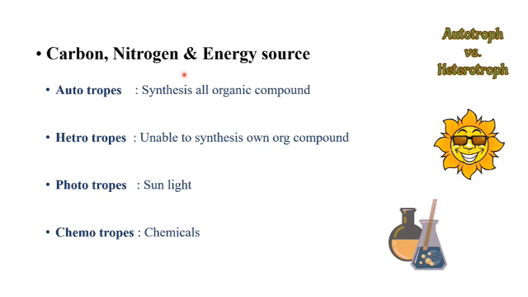Based upon the carbon, nitrogen, and energy source, bacteria are divided into autotrophs, heterotrophs, phototrophs, and chemotrophs. Autotrophs synthesize all organic compounds themselves, but heterotrophs are unable to synthesize their own organic compounds. Phototrophs get energy from sunlight, that is, the source of energy is sunlight. And chemotrophs get the energy from chemicals.